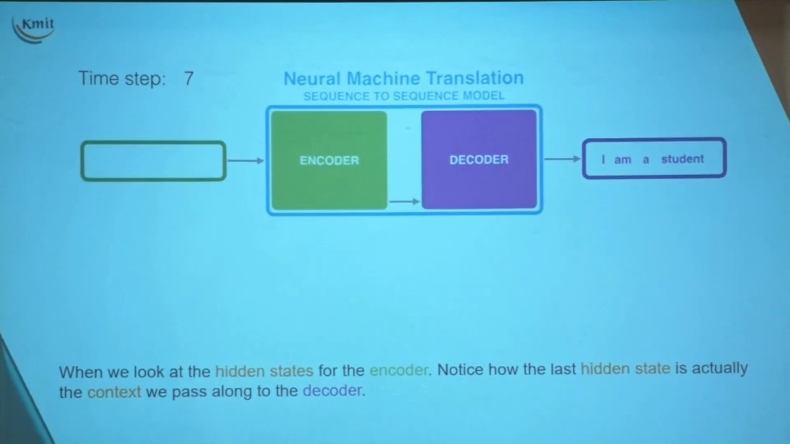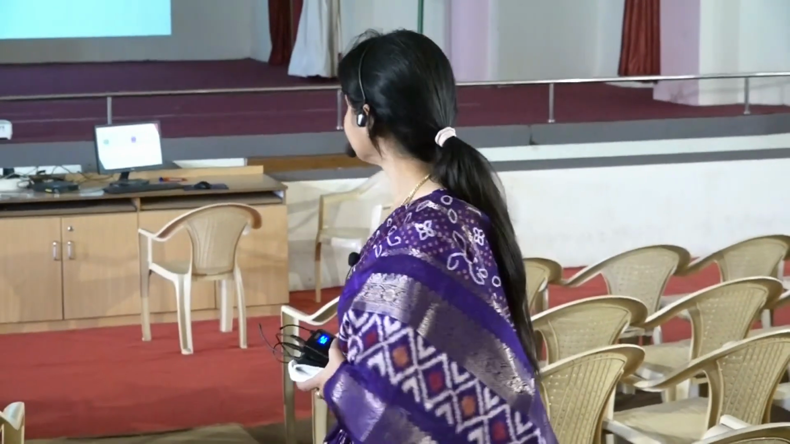So what is the output here for "Je suis un étudiant"? "I am a student." Is that clear, everybody? So this is how the basic encoder-decoder architecture works. Okay?